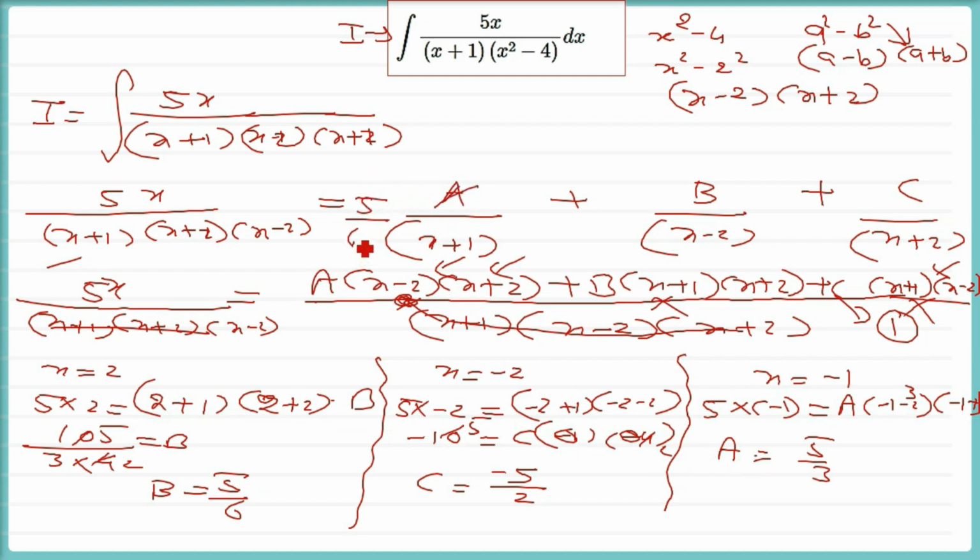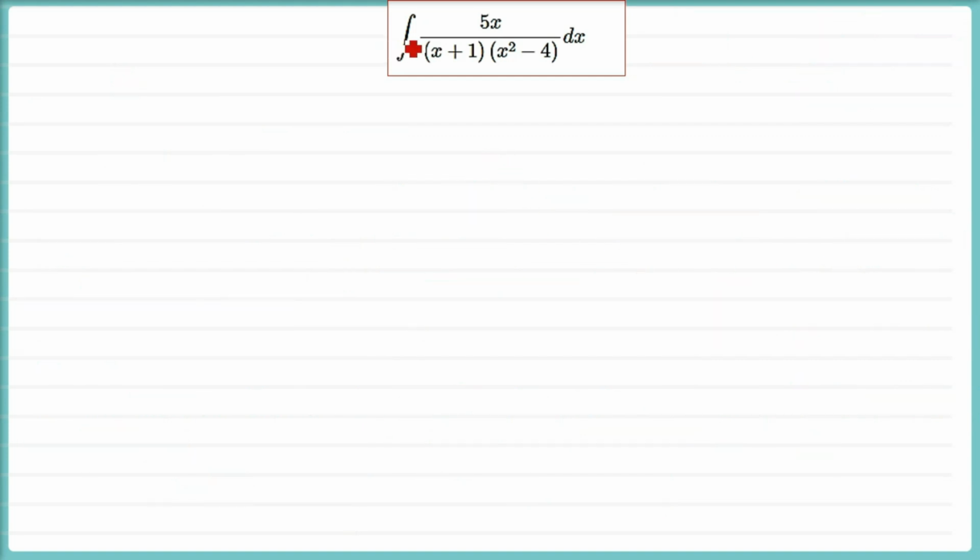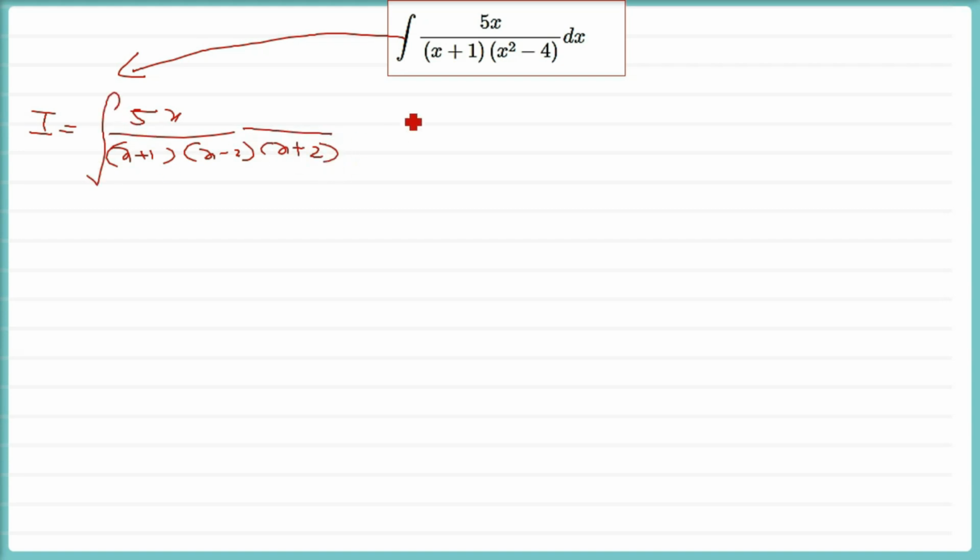Now put it here. Whichever way, A, B, C we have computed, just put it there. When we place this A, B, C, the integration becomes like this. 5x divided by (x plus 1) into (x square minus 4), or you can write (x minus 2) into (x plus 2), it's one and the same thing. This integration will be equal to, so A was 5 by 3. If you get any A, B, C different, don't worry about that. Just understand the concept. A, B, C can be different from what I have evaluated.